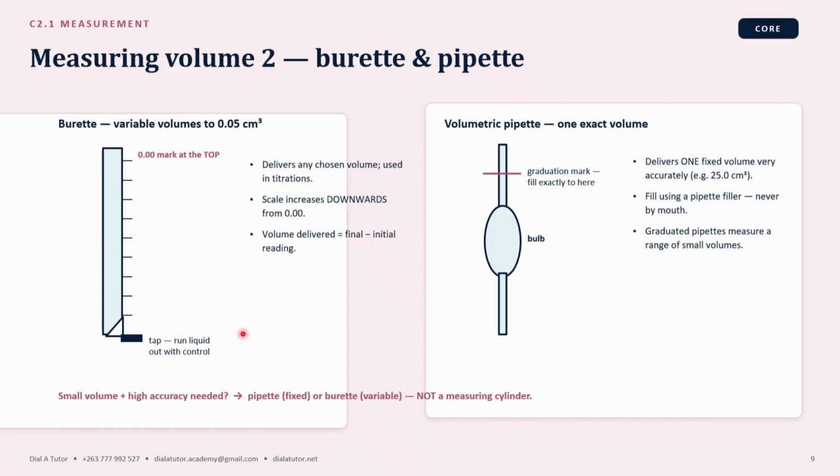So we have a burette here, which delivers any chosen volume used in titrations. Scale increases downwards from 0 to a given amount. Volume delivered equals final minus initial reading. So you must be careful there. And then over here we have something that delivers one exact volume, and we'll be delivering more resources on which you can see how the burettes and volumetric pipette work.